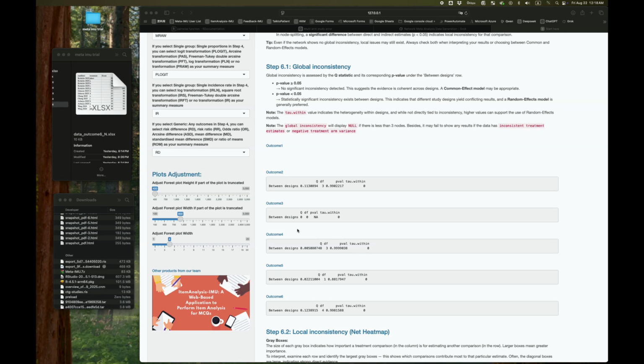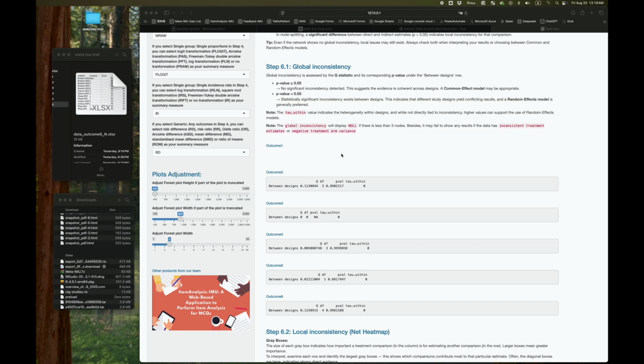Besides, if the results do not show up at all, this may indicate that the data provided by you has inconsistent treatment estimates or negative treatment arm variance. In other words, the results contradict themselves and logical estimates cannot be calculated.